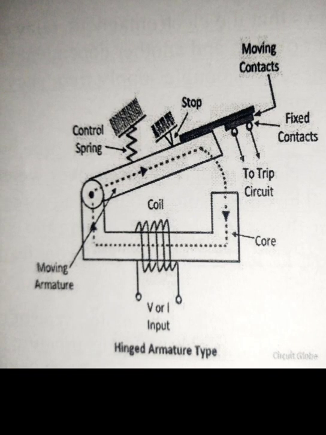The second one is the hinged armature type. In this relay type, the sensitivity of the relay can be increased for DC operation by adding a permanent magnet. This relay is also known as the polarized moving relay. Then the second type, the electromagnetic induction relay.